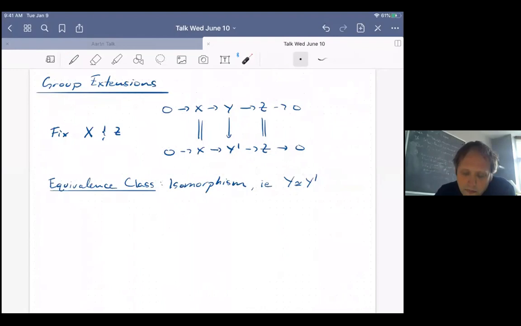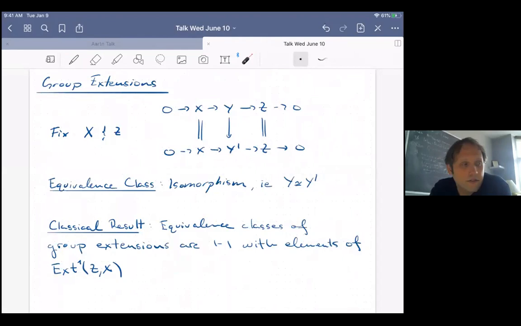And there's a very classical result in homological algebra that you can find in Weibel's Introduction to Homological Algebra that says that these equivalence classes are exactly in one-to-one correspondence with this Ext of Z, X. Okay, so I'm not going to go through the definition of Ext because it's not particularly important.